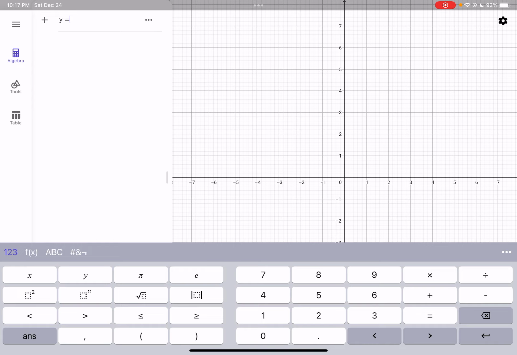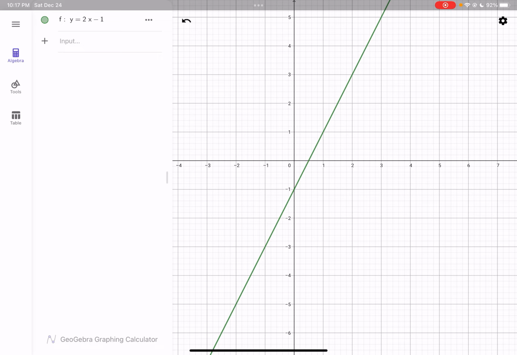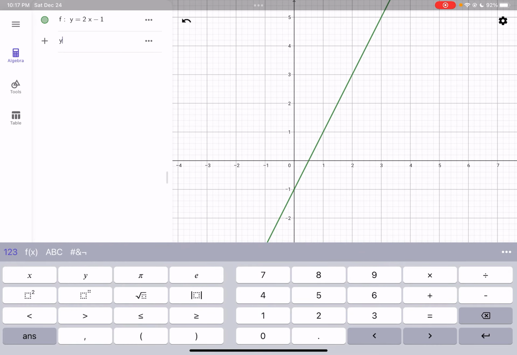So let's give ourselves two equations. The first one is y equals 2x minus 1. As you can see, it automatically plots it exactly as it should be. And the other one is going to be y equals 3x plus 1.